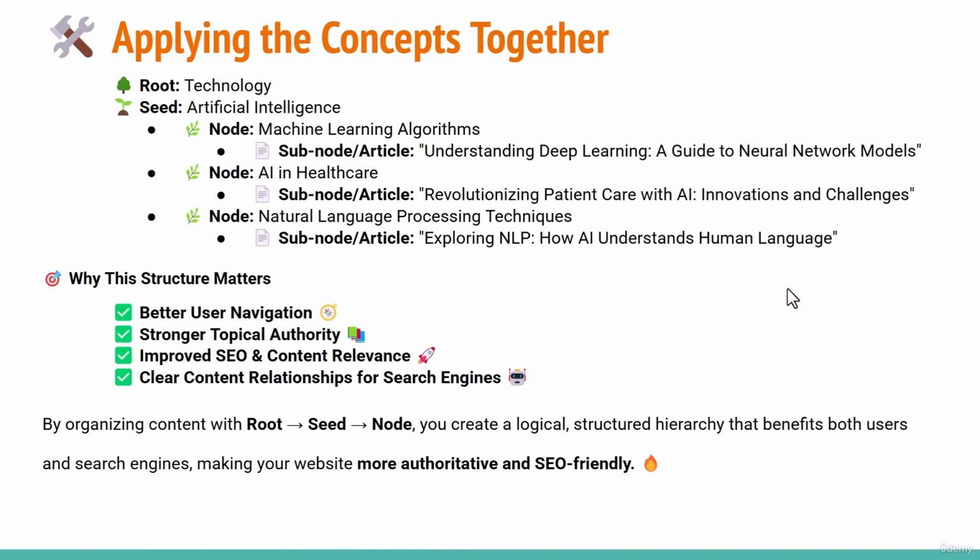Let's look at another example. Suppose our root is technology and its seed is artificial intelligence. Now, its node is machine learning algorithms. The articles within that node would be things like understanding deep learning. Then, for AI in healthcare, the articles might be revolutionizing patient care with AI. Next is natural language processing techniques, which might include exploring NLP.